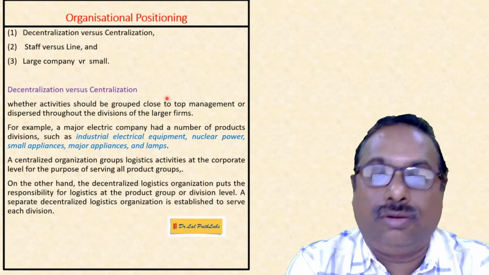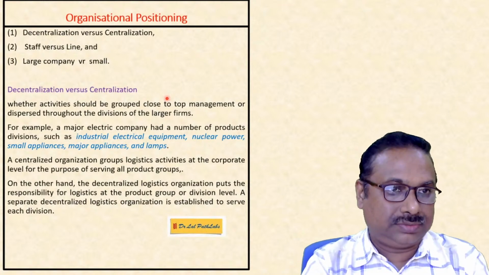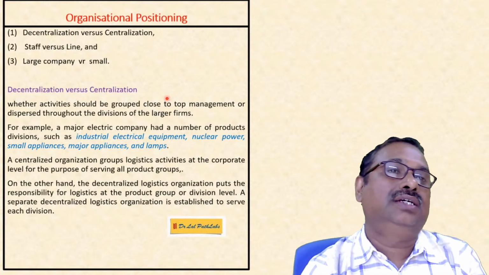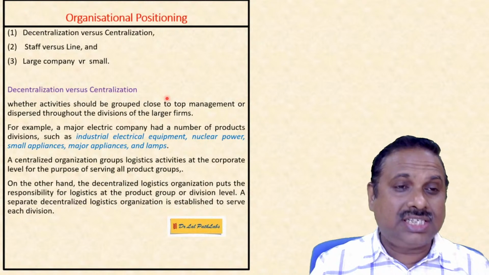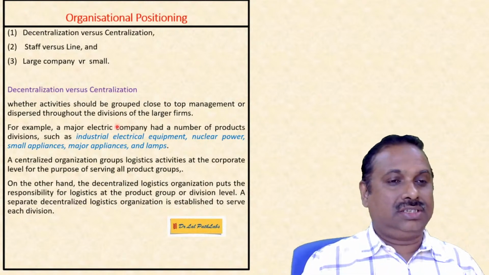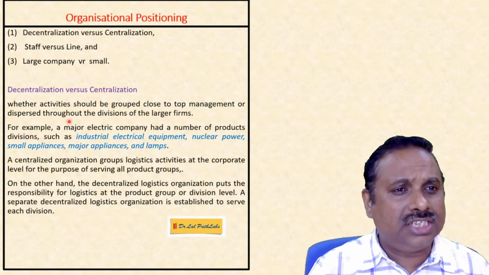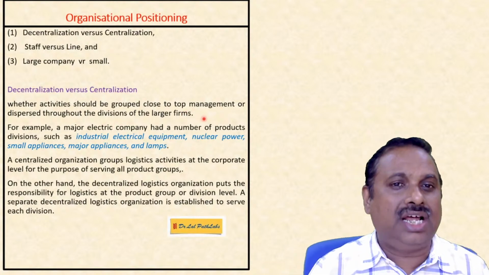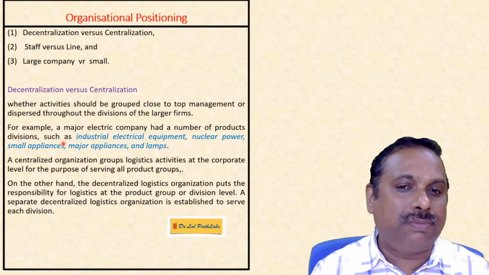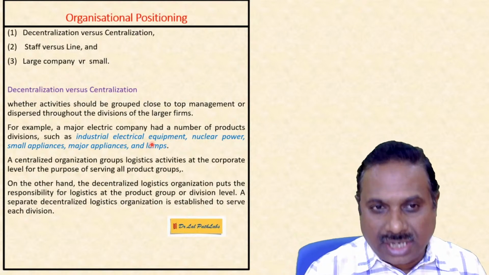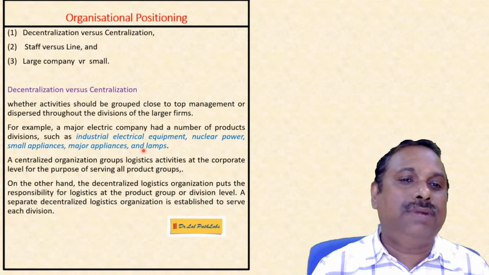Next is organizational positioning. One is decentralization versus centralization. Next is staff versus line, and the third one is large company versus small company. So first is decentralization versus centralization. So whether activities should be grouped close to top management or dispersed throughout the divisions of the larger firms. For example, a major electric company had a number of product divisions such as industrial electrical equipment, nuclear power, small appliance, major appliance, and labs.